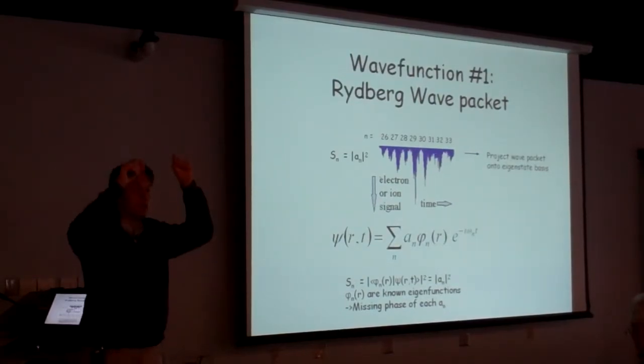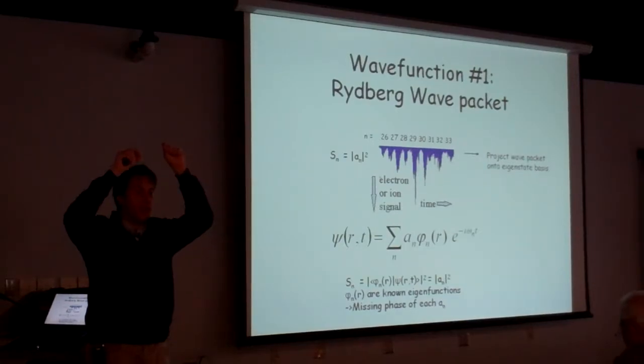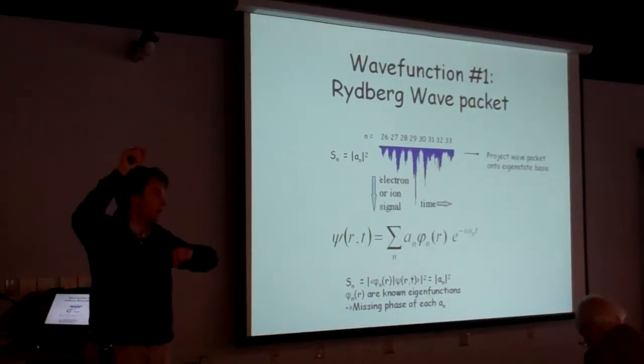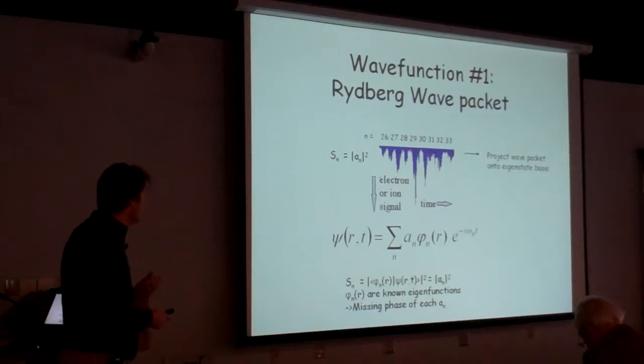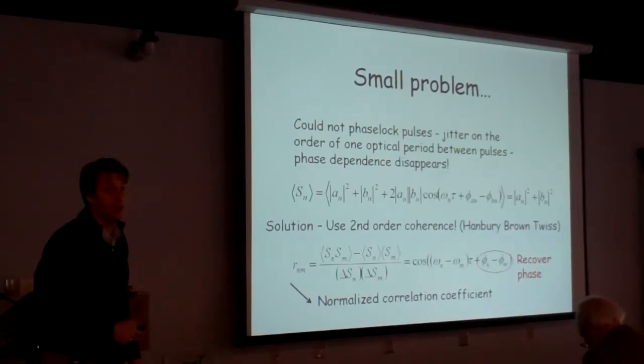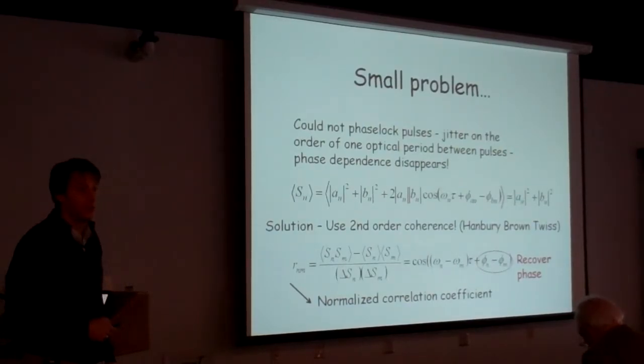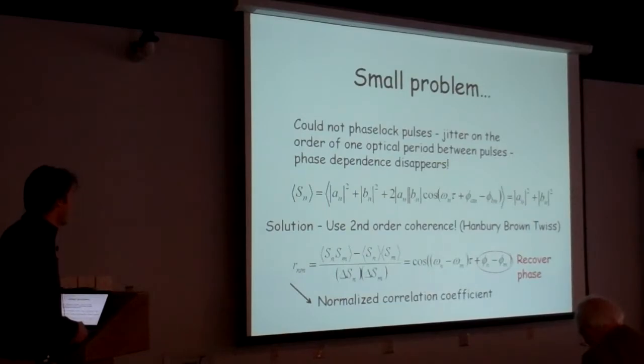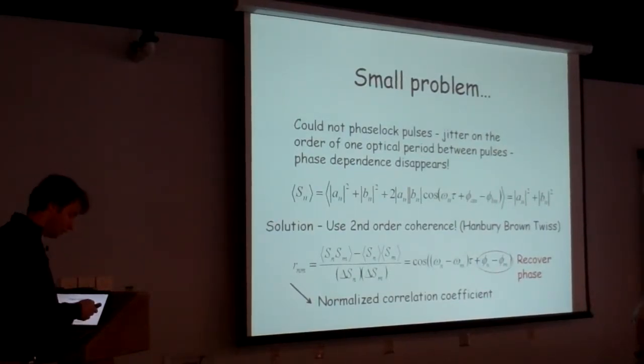So by constructing a correlation coefficient which measures how these oscillations are correlated with one another, you can recover the phase difference between the states. And that's exactly what this slide shows here. If you construct this normalized correlation coefficient, which is basically just a covariance divided by variance to normalize it, then you essentially recover this phase right here. So that's what we can do in the lab: go and measure this normalized correlation coefficient.